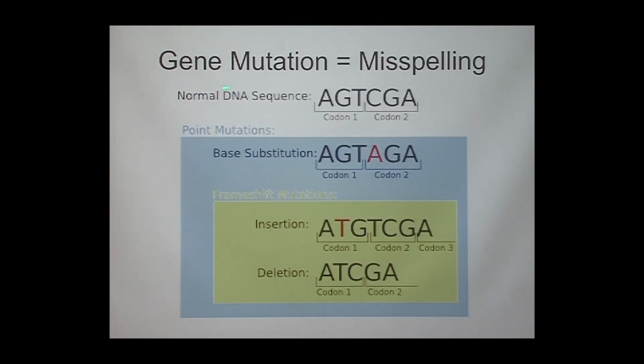Now, you can get gene mutations, and what they are is basically misspellings. So, for example, here's 2 words. Words in the DNA language are called codons, but they're just words, AGT. And here, instead of CGA, which is the normal sequence, there's been a single change. That C has been changed to an A.